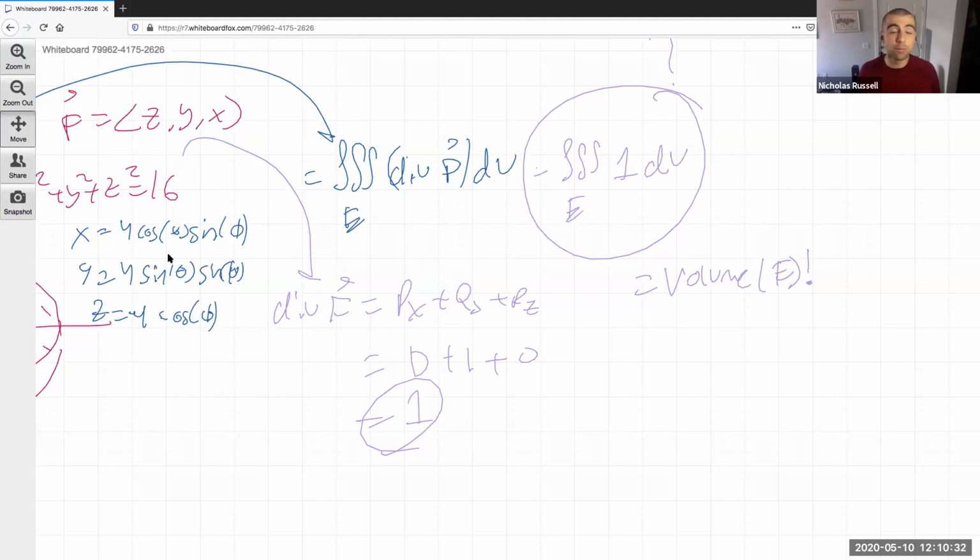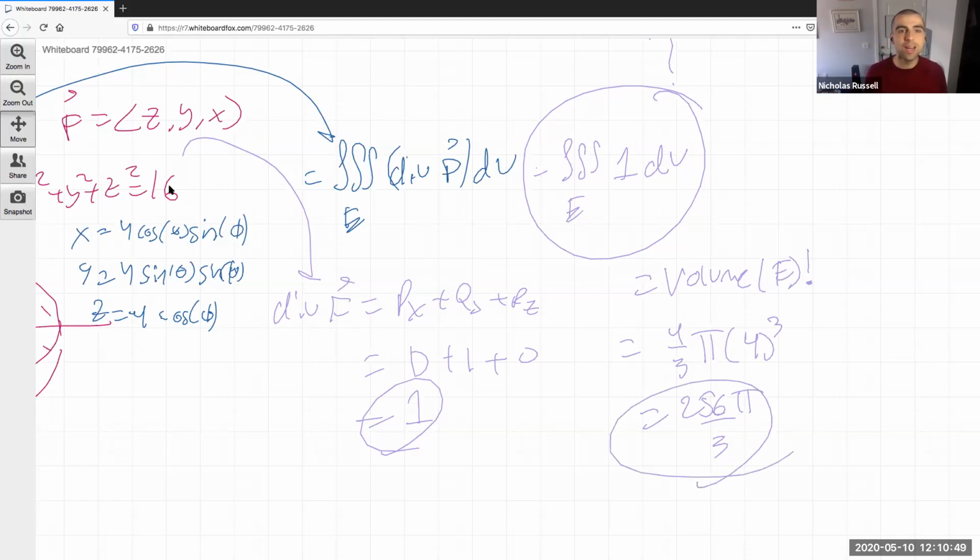Well, the volume of a ball is just 4/3 pi r to the third, right? So it would just be 4/3 times pi. We know that the radius here is 4, which is 4 to the third, which is just 256 pi over 3. And we're done. No spherical coordinates necessary, no calculating the cross product, no calculating anything like that, and we're done.